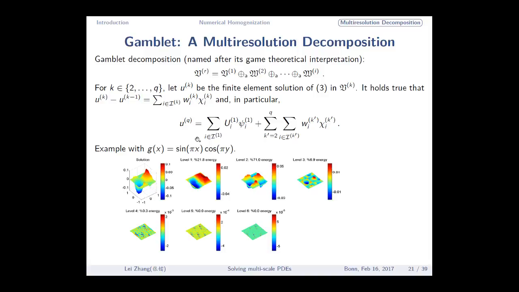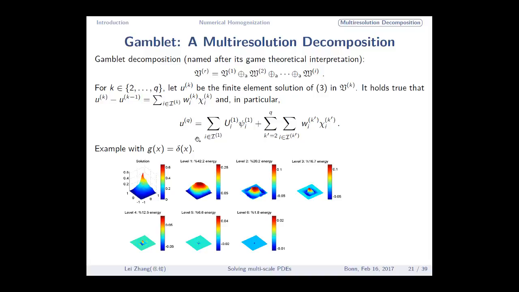If you have a right-hand side which is pretty smooth, what you get is something like this. That's level 1, level 2, level 3, and for all these levels they have a very small energy. If the right-hand side is, for example, a delta function, you have a lot of energy in the finer levels, and that gives you a sense of what is high frequency and what is low frequency in terms of energy. So if you want less than 1% accuracy, you need to go to the finer levels.